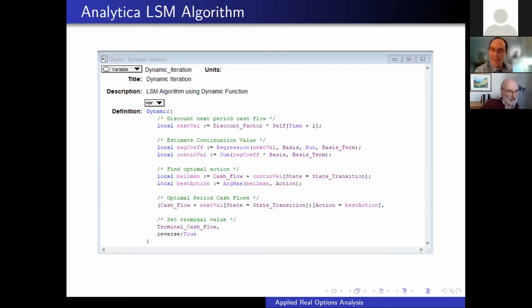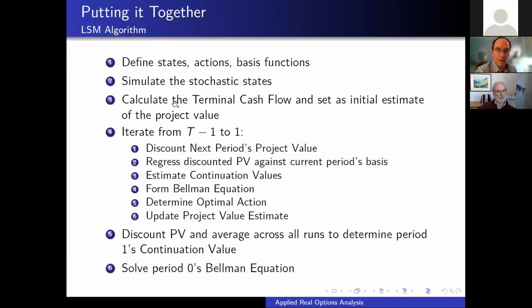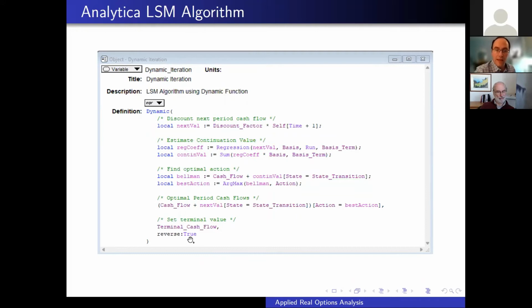Dan: Might also point out that you have the reverse set to true parameter. Oh, yes. That's critical because the way this works is it's called the dynamic programming algorithm. So we start at the terminal, setting the terminal cash flow first, and then we iterate from the future back to the present. So in order to do that in Analytica, we need to set reverse to true.